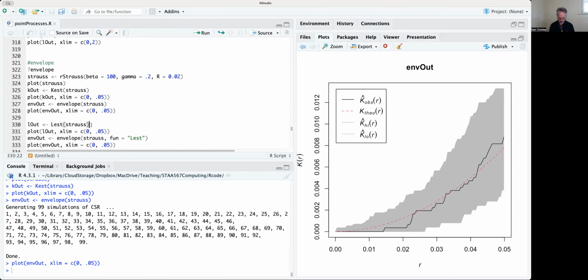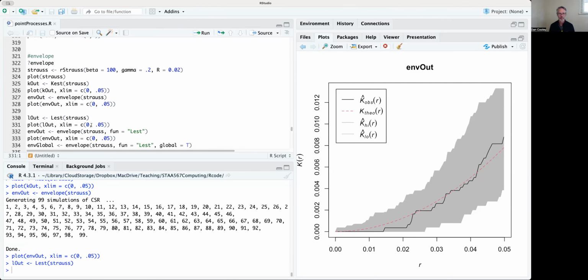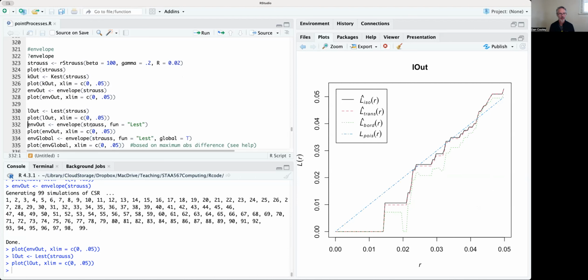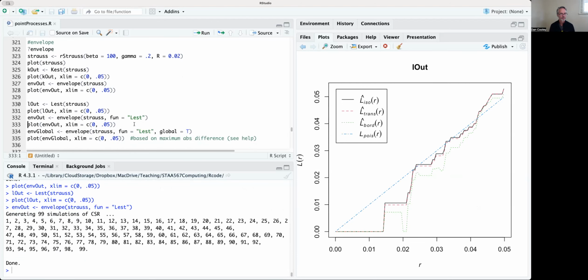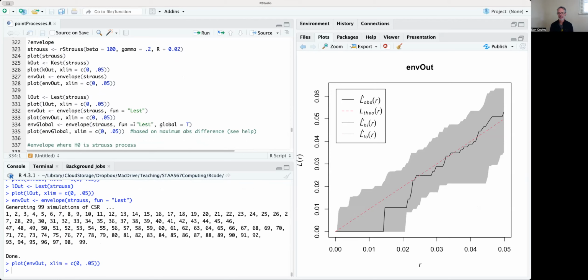You can also do the L function. So before was the K function, here's the L function. To do the envelope, I just have to use the L function. So here is that envelope. Again, we're seeing that we would fail to reject the null hypothesis of complete spatial randomness.